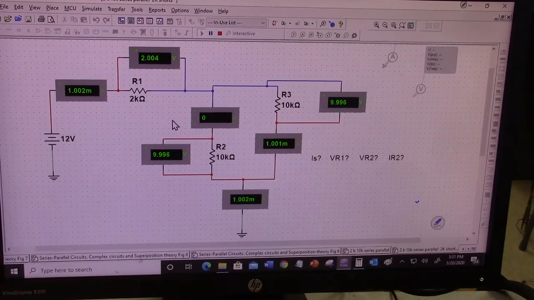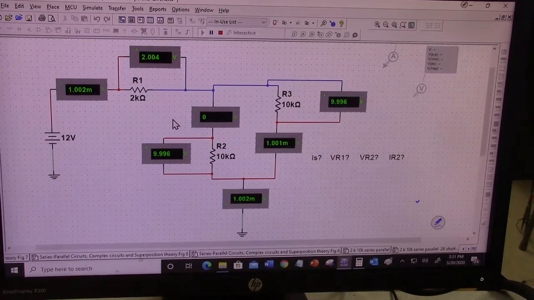All right. Next, we'll build this circuit in an actual circuit and see how things work.